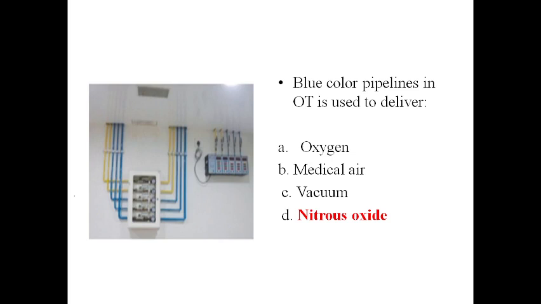The next one is, the blue color pipeline in the OT is used to deliver what? So these are the pipeline colors used in medical lines. For oxygen we use a white color pipeline, nitrous oxide blue color, medical air white and blue color, carbon dioxide grey color, nitrogen black color, vacuum yellow color. So these are the color codings of pipes used in the medical lines.